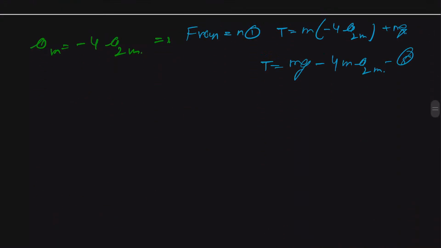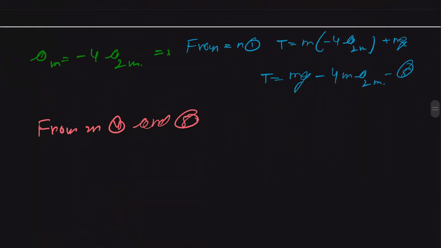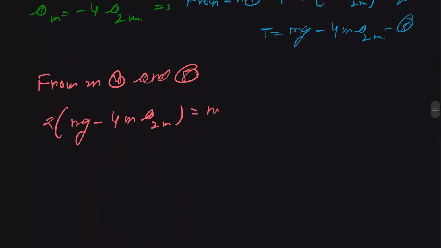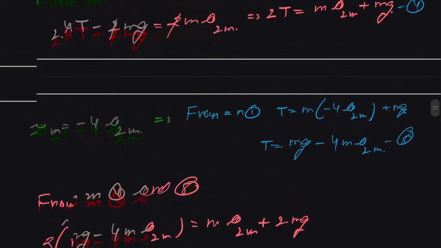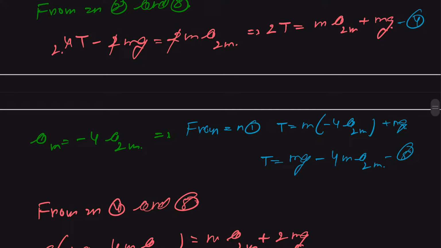So we can say from equation 4 and 5, we can write that twice mg minus 4m a of 2m is equal to m a of 2m plus mg. One second. Not twice, but mg. Yeah.